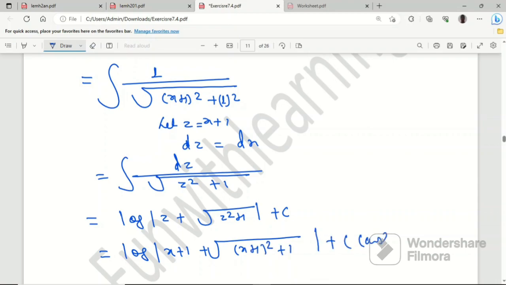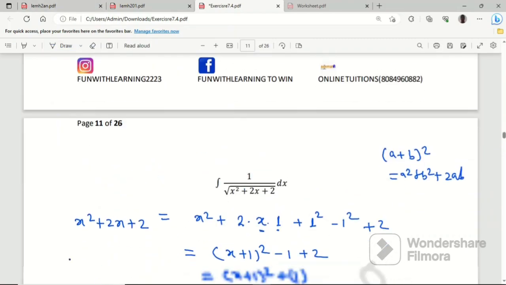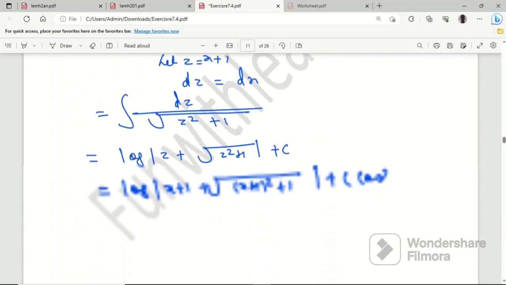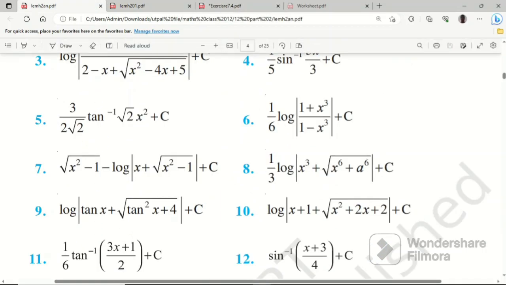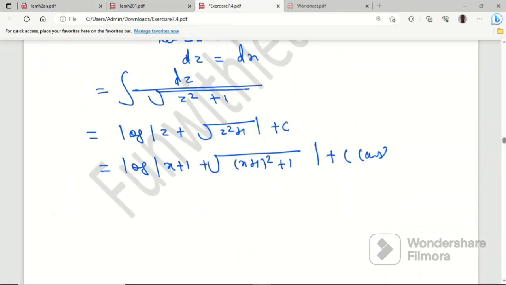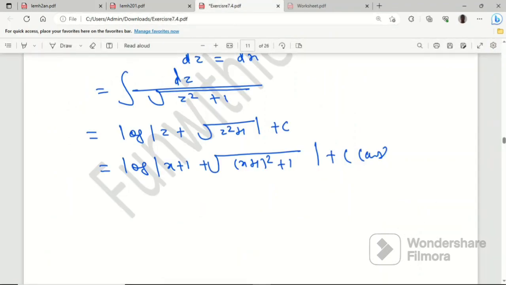Now we can check the answer for this, which is our 10th number. Yes, this is the 10th number. The 10th number answer is log x plus 1 plus x square plus 2x plus 2 under root. I think it is fine. Now you can expand it, and it will give you x square plus 2x plus 2. Okay, it is fine. So this is our answer.